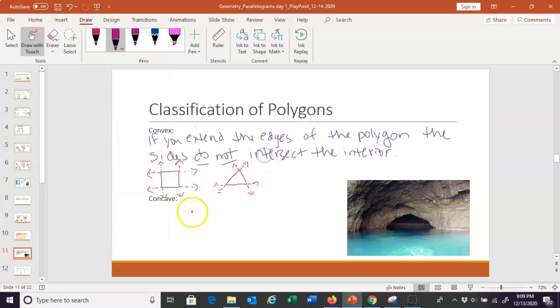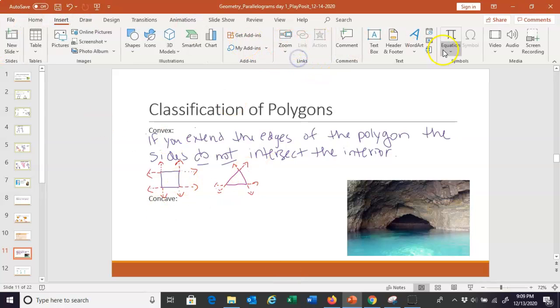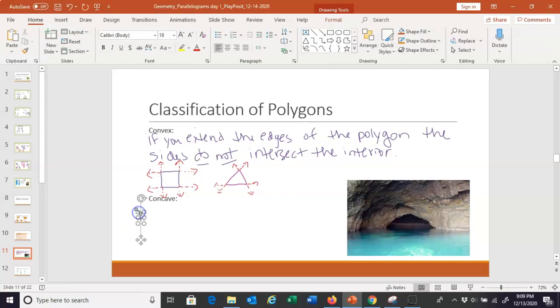Let's look at concave. So it's actually just the reverse. If you do extend the edges of the polygon and the sides do intersect the interior, then you have concave. So you can write all of that out. You could say not convex. Let me type it for you since I can. We can get these in your notes, but you will not have to memorize these definitions. I'm going to show you visually how to tell, kind of like I did there.